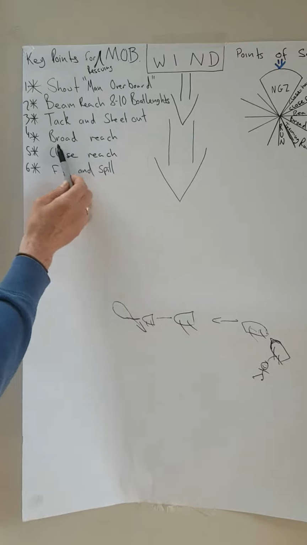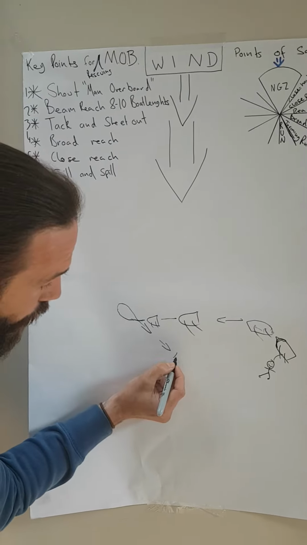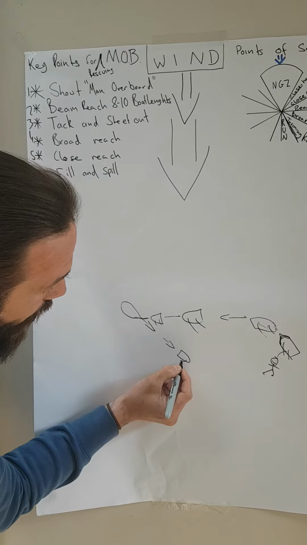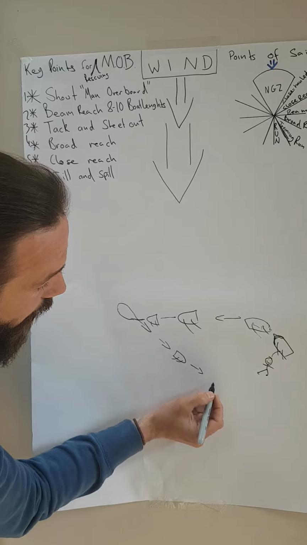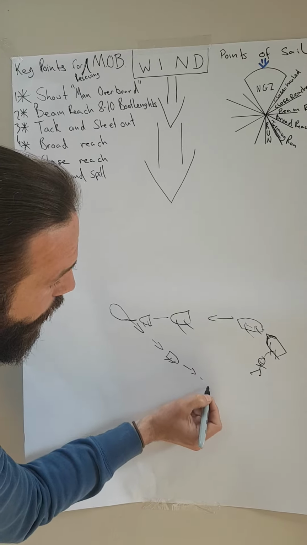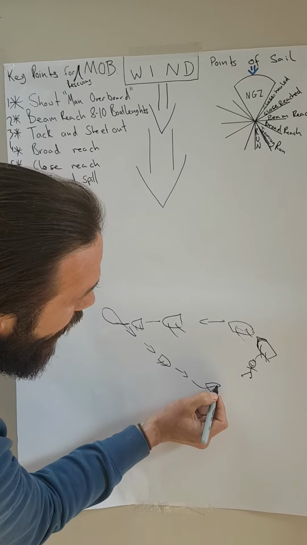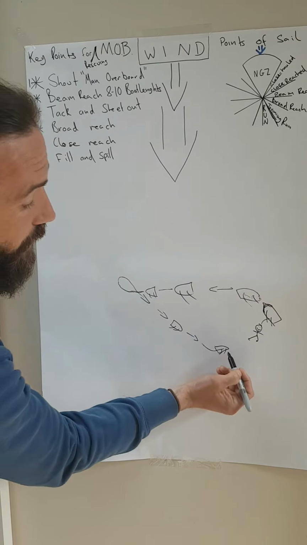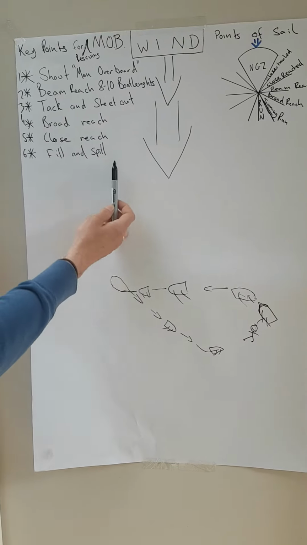The fourth step here is to continue on a broad reach down towards our man overboard. And we're going to turn up, facing upwind, on a close reach to try and slowly approach our man overboard using the fill and spill technique.